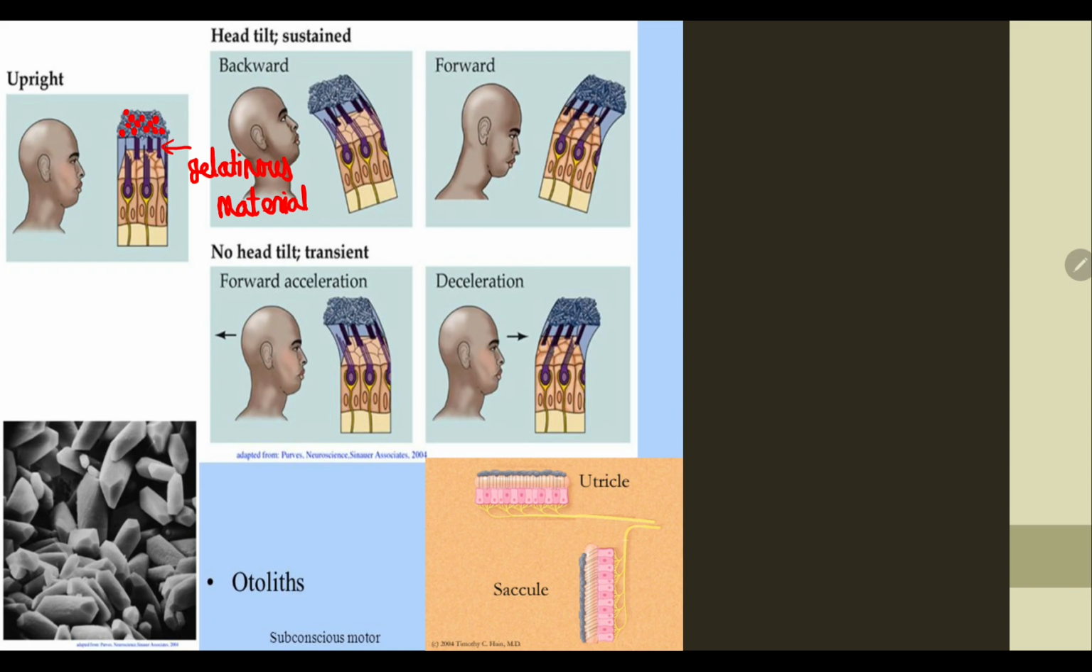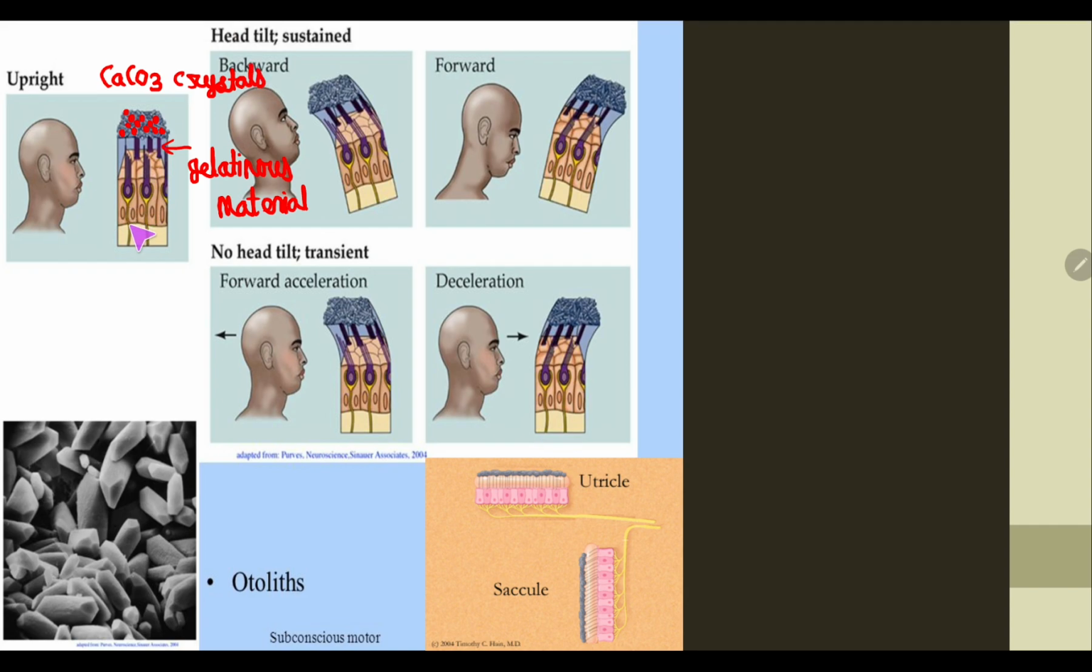These small calcium carbonate structures are called otoconia. What are we calling them? Otoconia. They are actually calcium carbonate crystals, CaCO3 crystals.